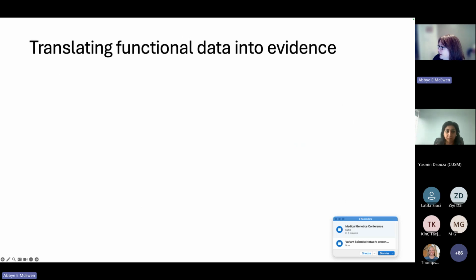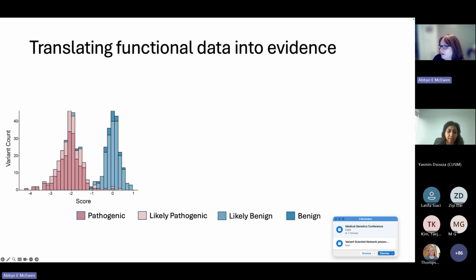So to translate data into evidence, we compare distributions of our control pathogenic and benign variants and look at the overlap. Basically, this slide is just to give you an intuitive impression of what the strengths of evidence are without having to do any math. So for strong, you can see that there's very little overlap between the benign distribution and the pathogenic distribution. This is best case scenario. There's always going to be a couple things here that are miscalled.